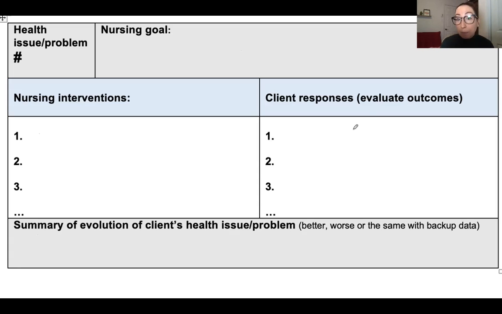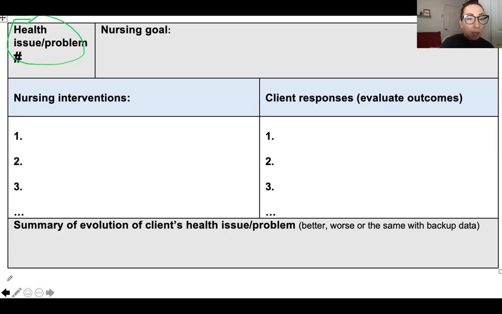Client responses. How did your client respond to that intervention? Did it help? Did it not help? Was it effective or not? And then a little summary of the evolution of this problem, right? The initial problem, 1 out of the 4 minimum. So what does that mean? That means, is the patient getting better, worse, or the same with respect to this problem? Okay.